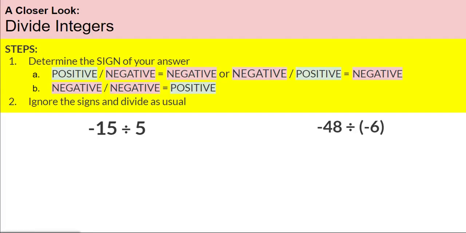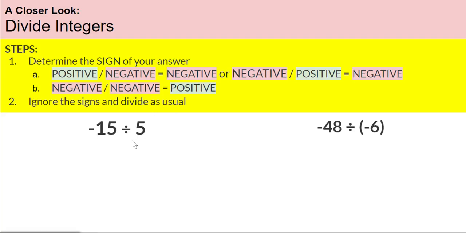All right, so here are our steps to dividing integers. First thing we're going to do, let's figure out what the sign is. And it's exactly the same as multiplying integers and rational numbers. Instead, it's just this division. So just like a positive times a negative, a positive divided by a negative is a negative, or the other way around, a negative divided by a positive is negative. So if we have one positive and one negative, it equals negative. If we have two negatives, a negative divided by a negative, that will equal a positive. And then when I'm done that, I just ignore the signs and let's just divide.